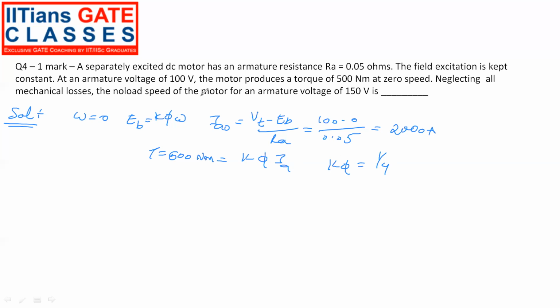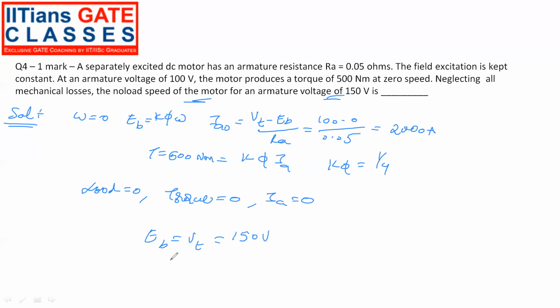So they're asking us to find the no load speed of the motor for an armature voltage of 150 volts, right? No load means the load is 0, so the torque is 0, and the armature current will also be 0, because we are neglecting the losses, so the motor doesn't take any current. If you consider losses, it will take some current at no load. Now the back EMF in this case can be given as Vt, because there is no armature resistance drop, so it is equal to 150 volts, guys.